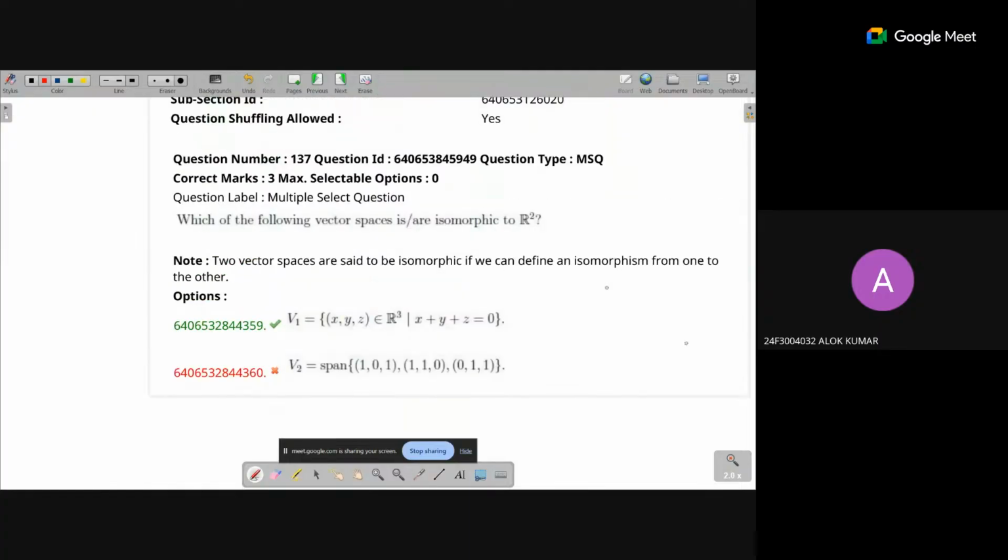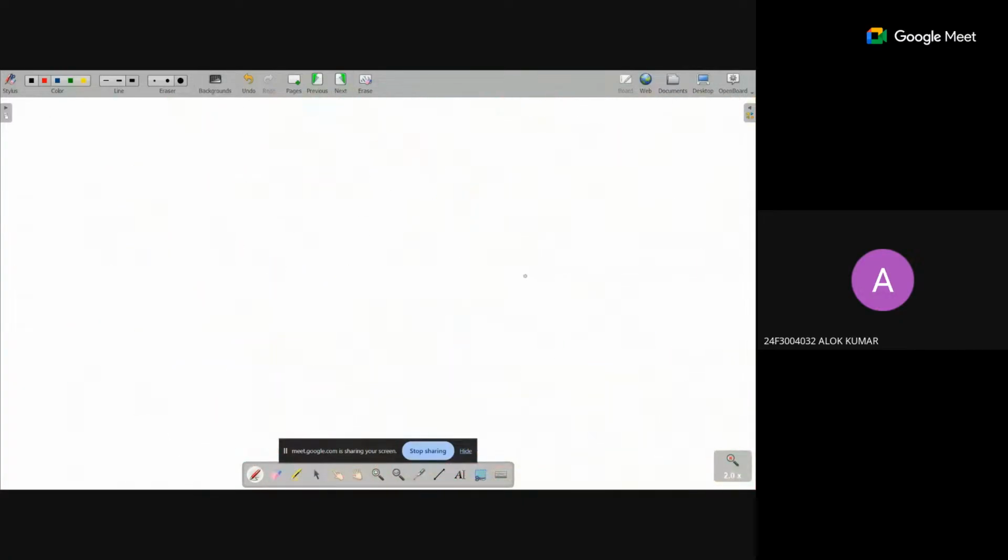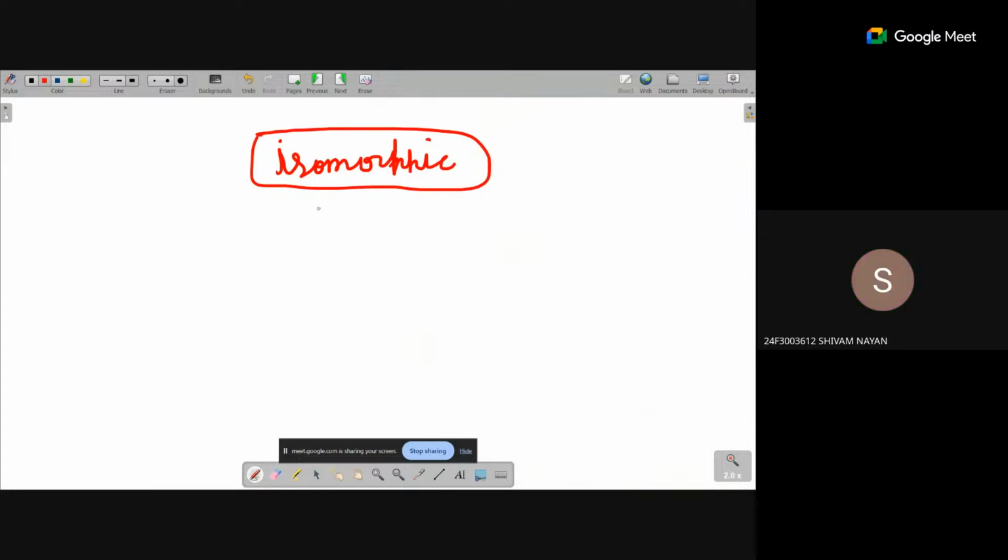So let's start the third question. It is telling us to check whether the matrix is a vector space. Which of the vector spaces are isomorphic to R square? So what is isomorphic? As I discussed in question number 1. Anybody? Sir, surjective and injective both.